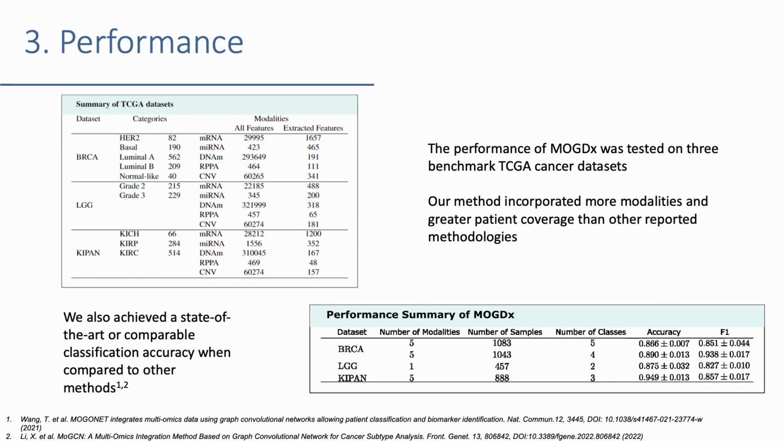Cancer is considered a heterogeneous disease due to the presence of significant variation among different tumours, even within the same type of cancer. This heterogeneity can be observed at various levels, including genetic, molecular, cellular, and clinical characteristics. We benchmarked the performance of MOGDx on 3 cancer datasets from the Cancer Genome Atlas, namely PAM50 subtype classification for breast-invasive carcinoma, tumour grading in lower-grade glioma, and subtype classification in the pancreas-kidney cohort.